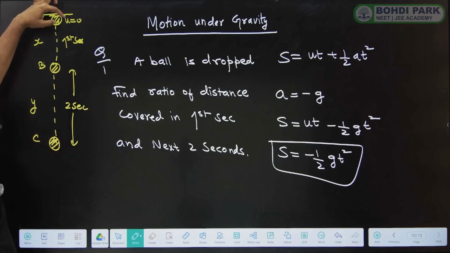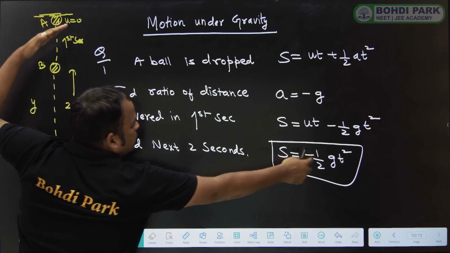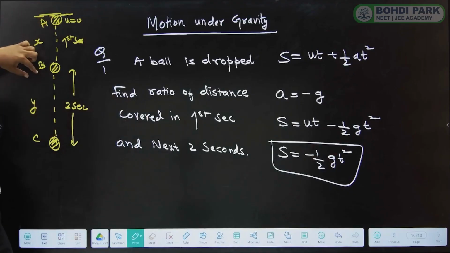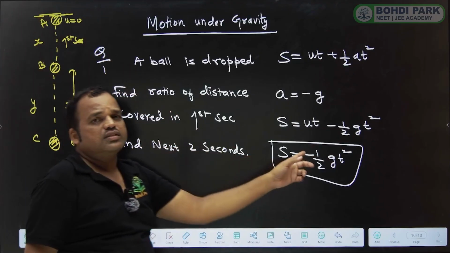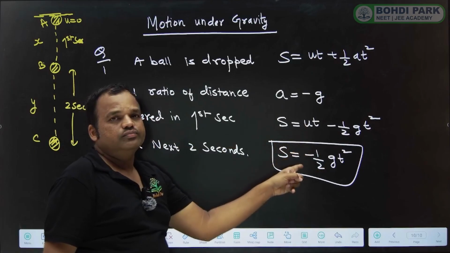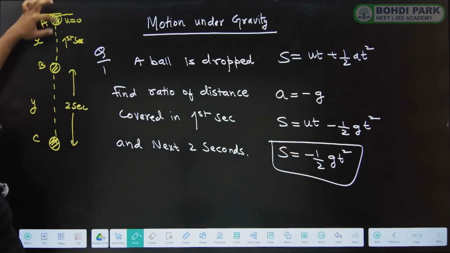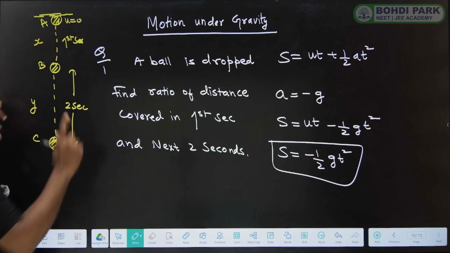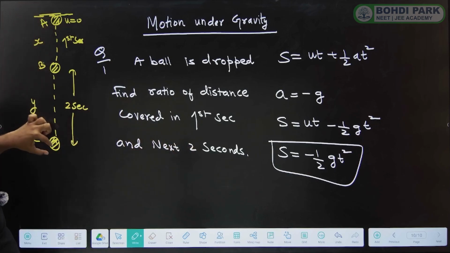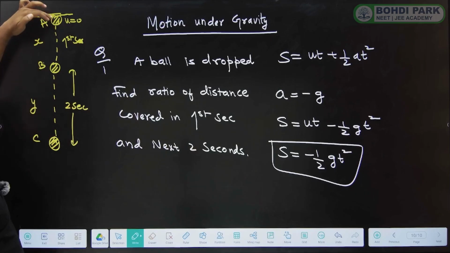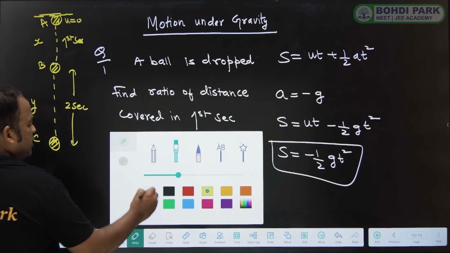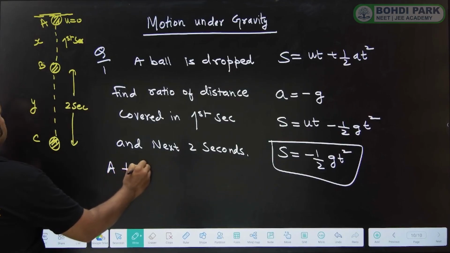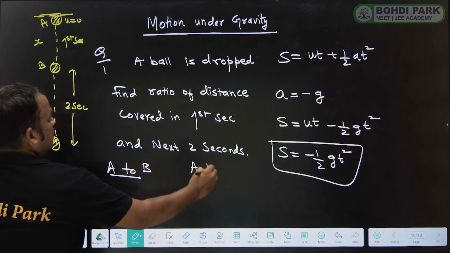A ball is dropped from A, so the initial velocity at A is 0. So we will use this equation, S is equal to minus half gt square, from A to B, because this equation is applicable only when u is 0. So for A, u is 0, so for A to B we will use S is equal to minus half gt square, and next we will use it again for A to C. For A to C, u is 0. So let's write for A to B and A to C.